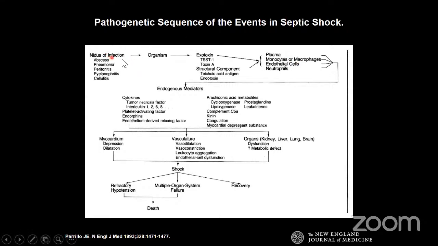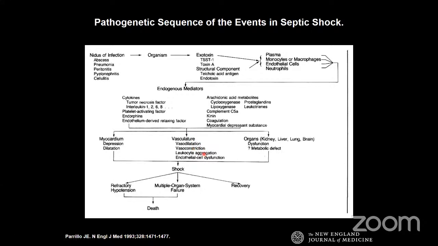So you have the nidus of infection, an abscess, pneumonia, whatever it is, which affects the organism, and then there is exotoxin production. Now, this exotoxin production interacts with cells such as monocyte macrophages and endothelial cells, and later they produce exogenous mediators such as cytokines, such as tumor necrosis factor, platelet activating factor, and others, and also cyclooxygenases, complement, kinin, coagulation, and all those things. So what net effect do they have on the vasculature? They cause vasodilatation, and there's also vasoconstriction. This in particular, I'll talk about when I'm speaking about kidney injury.